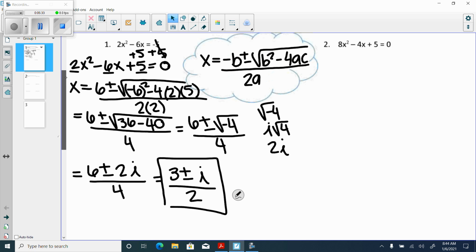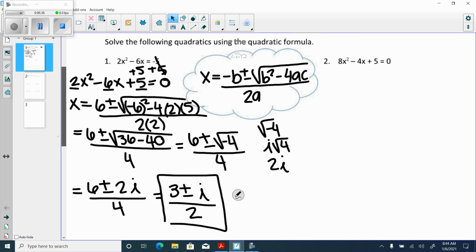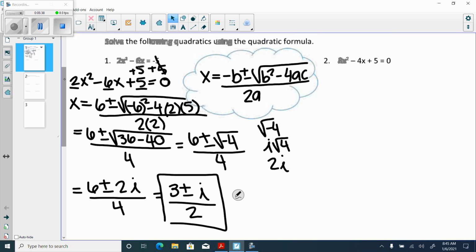Let's do number 2. All right, so this one's already good to go. We don't have to move anything around. So we can just go ahead and start plugging it into the quadratic formula. So, formula says negative b, and what's our b? Negative 4. 2 negatives make a positive. So 4 plus or minus the square root. You guys said b was negative, so make sure you put it in parentheses.